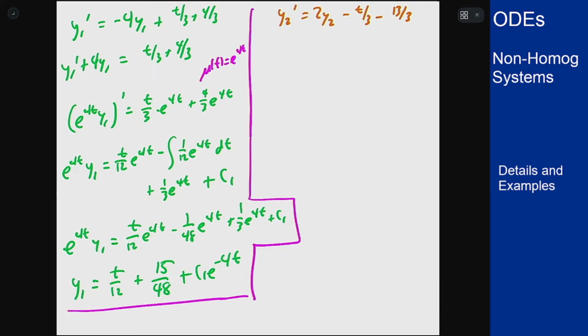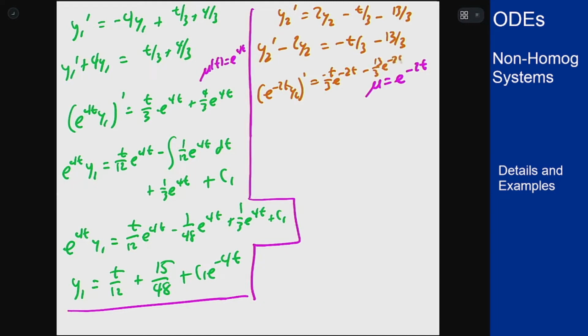We'll move the 2 to the other side. y2 prime minus 2y2 is negative t over 3 minus 13 over 3. The integrating factor that I want here is e to the minus 2t. So this side becomes the derivative of e to the minus 2t y2 equals minus t over 3 e to the minus 2t minus 13 over 3 e to the minus 2t.